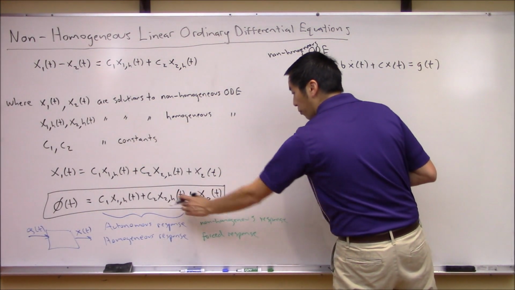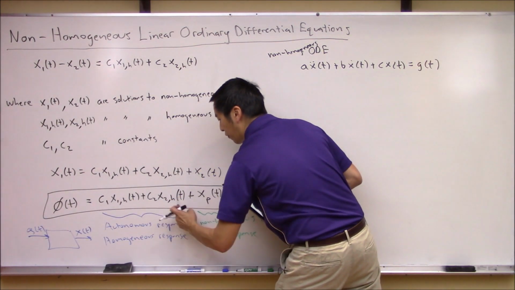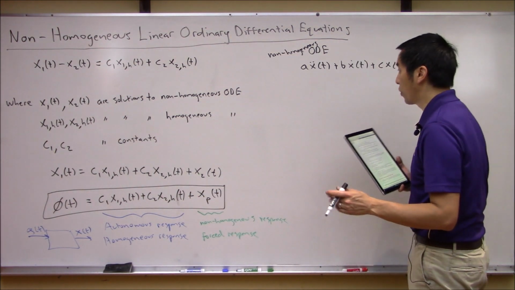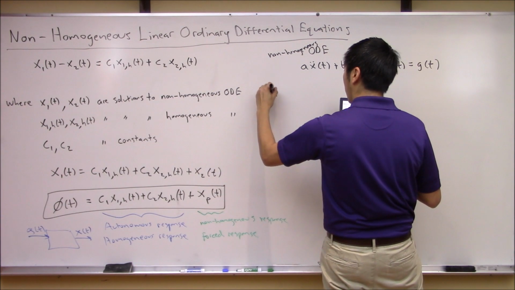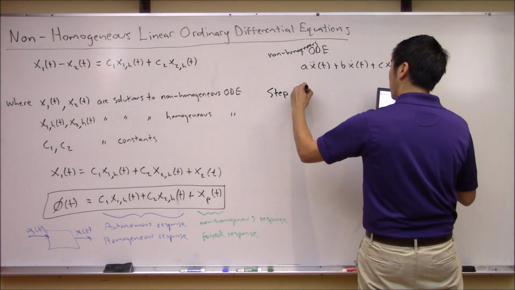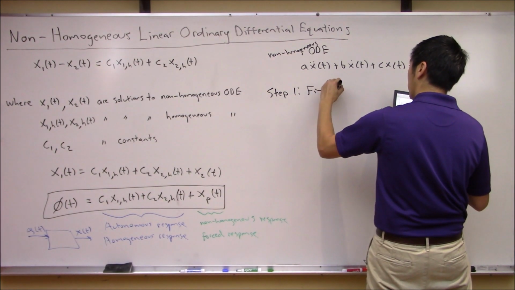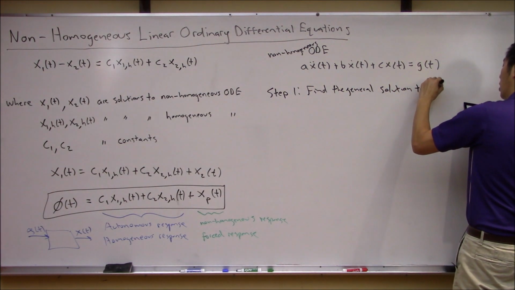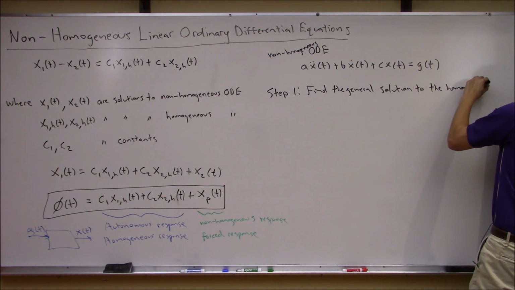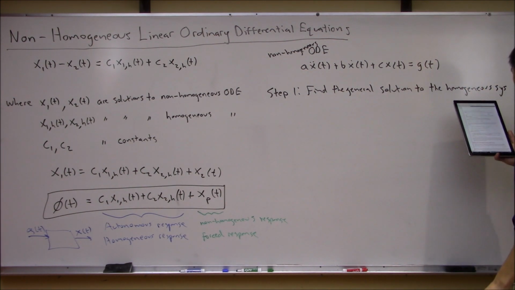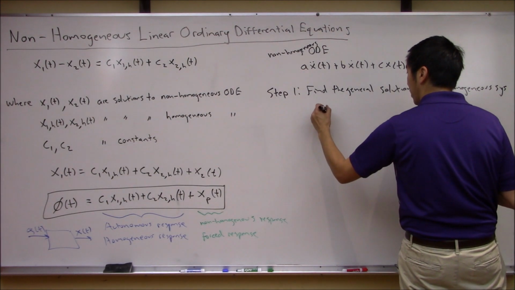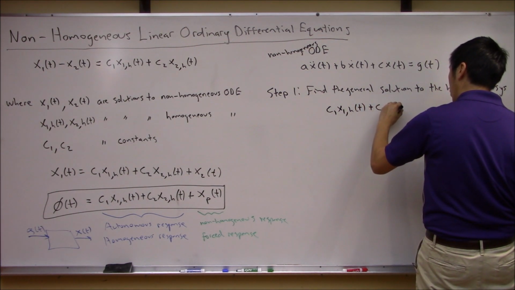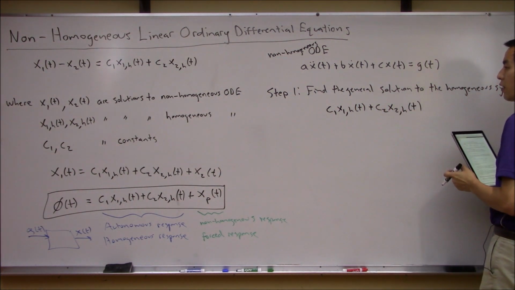So, according to this cookbook here, we need to do two things. First, we need to find the homogeneous response of the system. We need to find the solutions to the homogeneous differential equation. So, step one here is we basically need to find the general solution to the homogeneous system, right? And what that basically gives us is C1 x1 homogeneous of t plus C2 x2 homogeneous of t, right? That's what we'll get if we're able to complete step one.